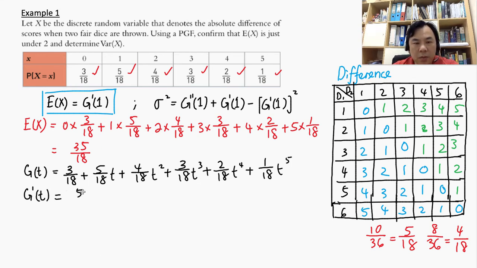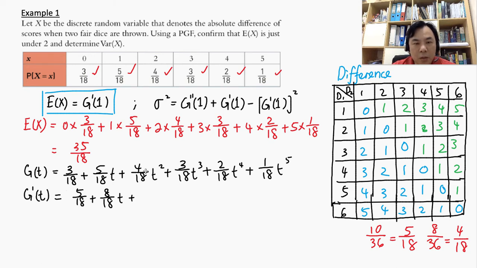So I will get 5 over 18 plus 8 over 18 t, and then 9 over 18 t squared. Hold on, 8 over 18 t. I missed out something there. It always reminds me of one of my students, always reminding me of the t that I always leave out. So now I can remember that.